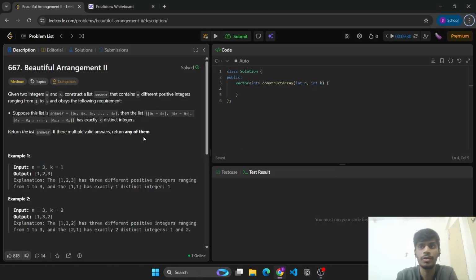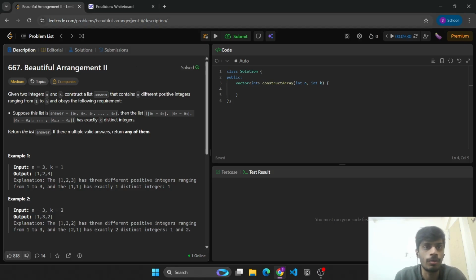Hi, so today we'll be solving a LeetCode medium problem, Beautiful Arrangement 2. This is not any extension of Beautiful Arrangement 1. That problem is totally different. So let's go through the problem statement once.